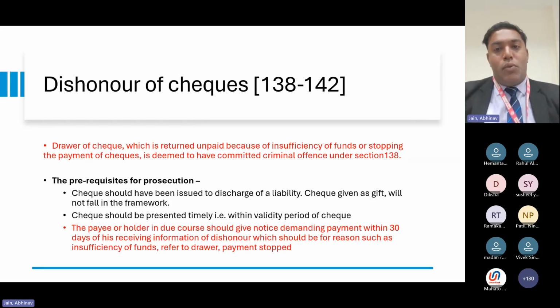The check should have been issued to discharge a liability. If somebody has given you a gift, you can't apply section 138 on that. The check must have been presented timely, like it should be a valid instrument. The payee or holder in due course should give notice demanding payment within 30 days of receiving information of dishonor.